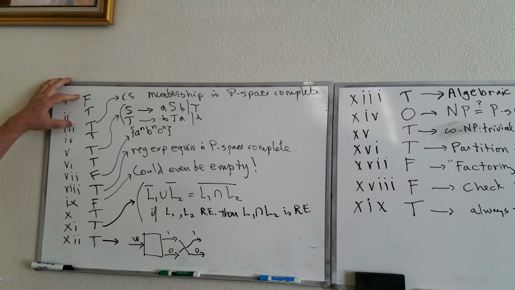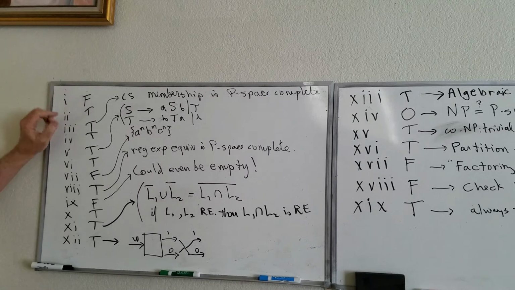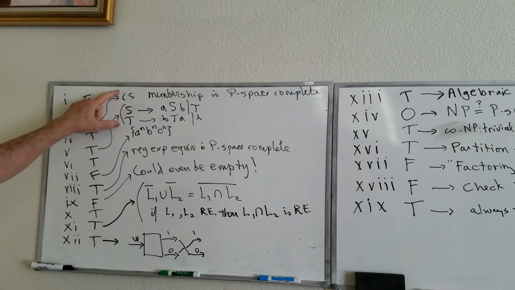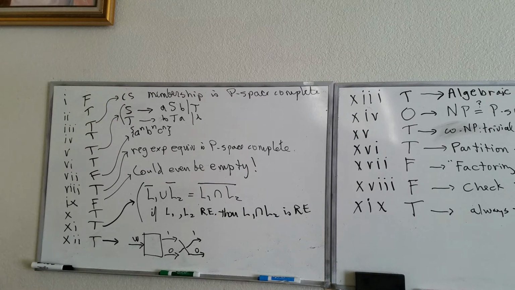All right, exponential time equals exponential space. Actually, subset, that's known to be true, but whether they're equal is open. Now, there's a context-sensitive language which is PSPACE-complete. Well, the CS membership problem is PSPACE-complete, and you can get that off the internet, which means there's at least one context-sensitive language which is PSPACE-complete.